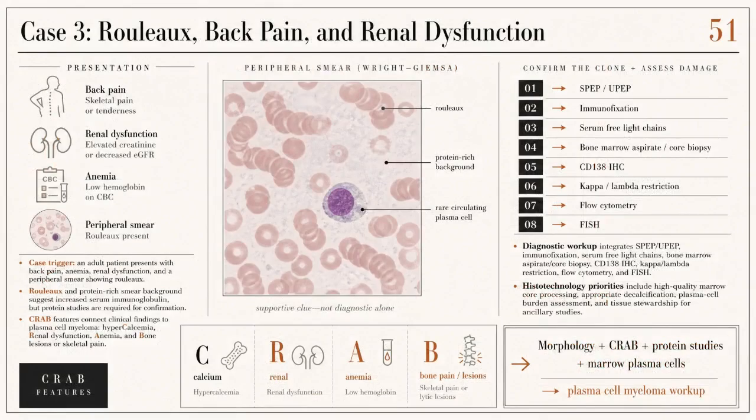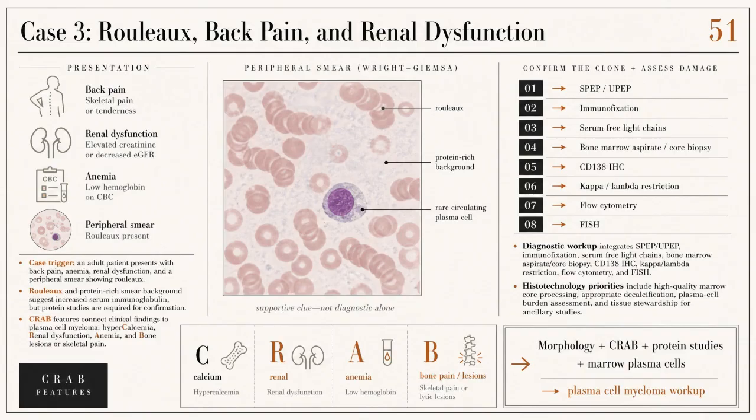As we delve into this case, we encounter a classic clinical and laboratory constellation that exemplifies the diagnostic challenges and opportunities in plasma cell neoplasms, particularly multiple myeloma. This malignancy arises from clonal proliferation of plasma cells within the bone marrow, leading to a spectrum of systemic manifestations and distinctive laboratory findings. Understanding the pathophysiology and histopathology of multiple myeloma is crucial for histotechnologists, as it directly impacts specimen processing, staining protocols, and the integration of ancillary studies that guide diagnosis and patient management.